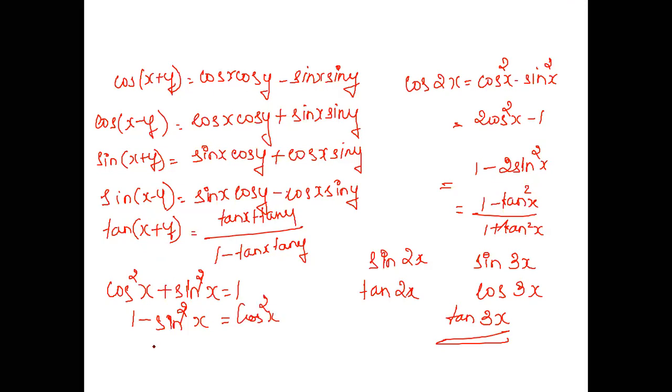So what are the other basic identities? Basic identities are very important. 1 plus tan square x is secant square x, and 1 plus cot square x is cosecant square x. These identities are very important.